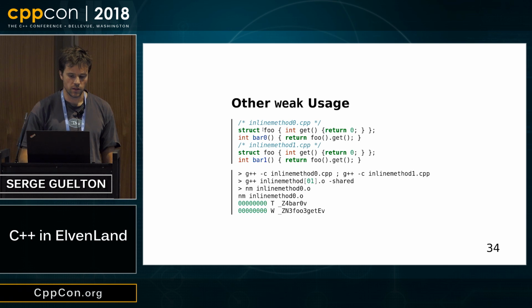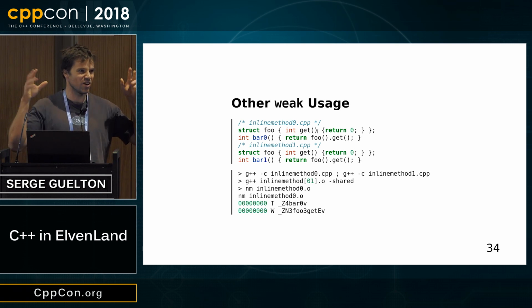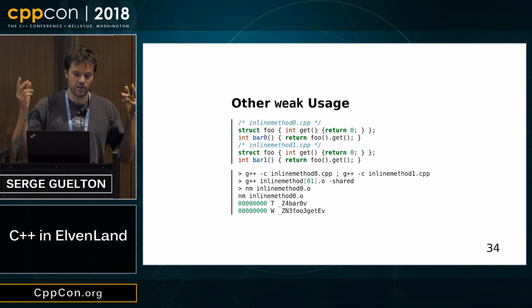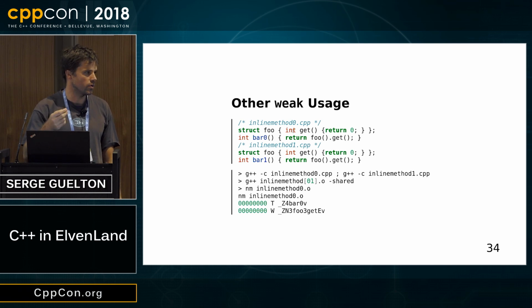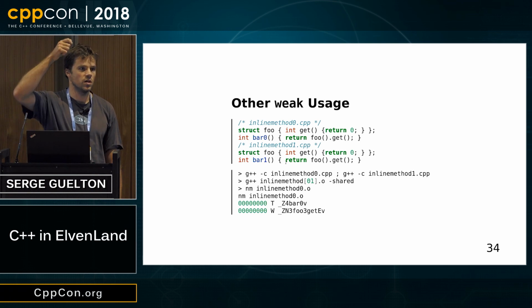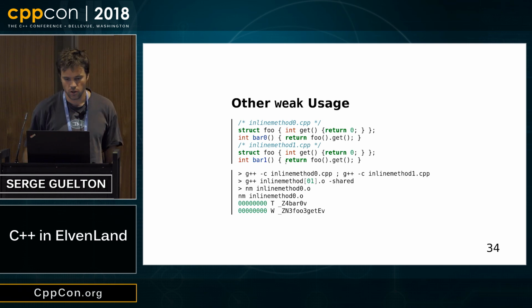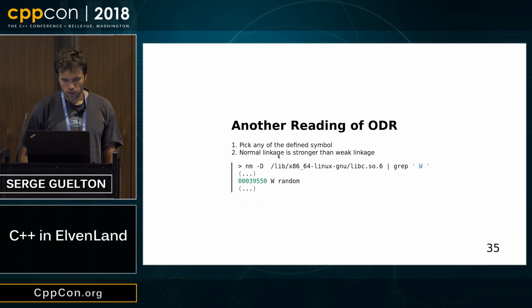You're probably aware that if your method is declared inside the class, then it's inline. It's actually not inline, but it has the same storage. It's also weak. So this is why you can define your methods in a header, included in every object file, and it still matches. So that's actually the ELF support for the one definition rule.